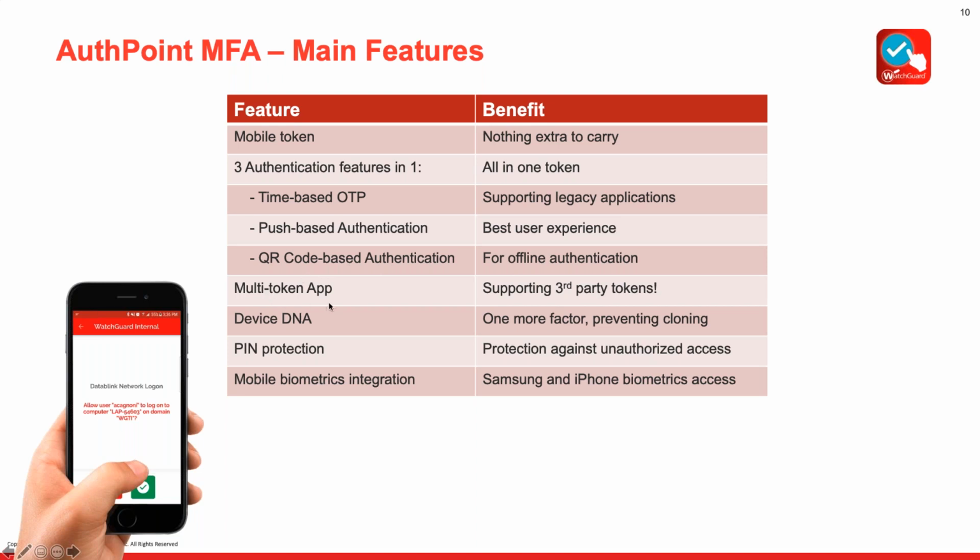We have our multi-token app. We can also include third-party tokens. I'll show that to you. And then we have device DNA. One of our competitors will allow you to have, for instance, the app on multiple phones. Let's say you get the latest iPhone, you load up your profile. Now that exists on your old phone and your new phone, which then is a security vulnerability. We're tying directly into that device DNA as well, so we're preventing that cloning access. We also have PIN protection or biometric access as well.